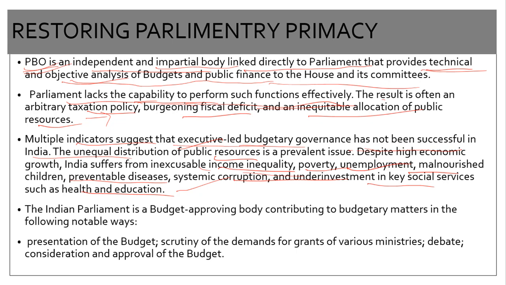See guys, ultimately the party in power will dominate the budget. The budget allocation will be with respect to the party's agenda. For instance, if demonetization is brought in by the present government, then the budget allocation will be according to demonetization. So this article tries to say that the budgetary allocation should be outside the purview of political encroachment. And this article also brings in the parliament's way of approving the budget. It says that first the budget is presented in the house, then the scrutiny of the demand for grants is made, then a debate is held, then there is consideration and approval of the budget.